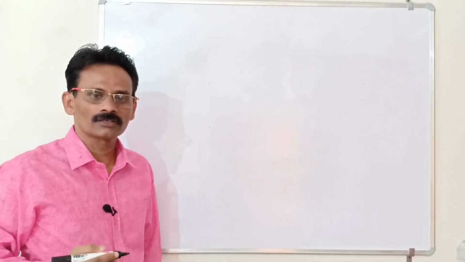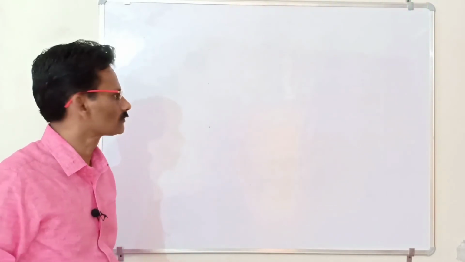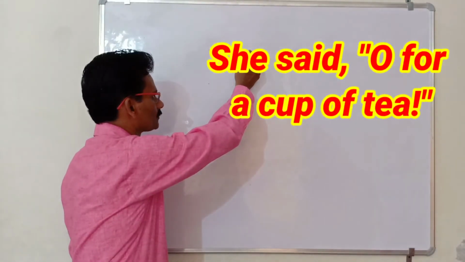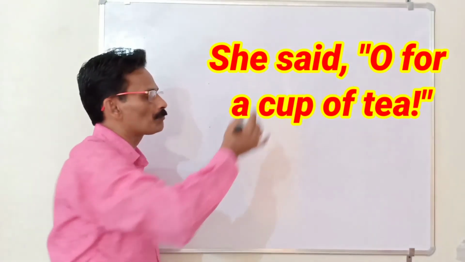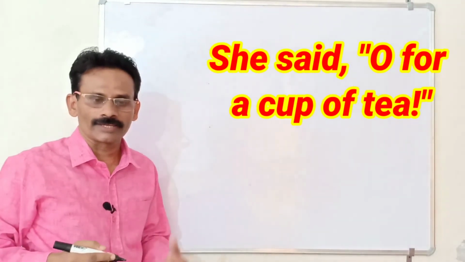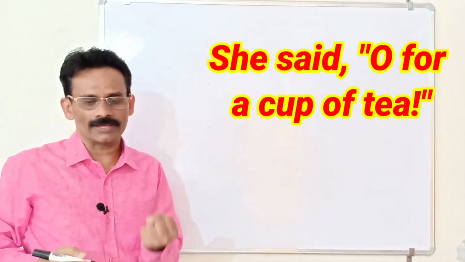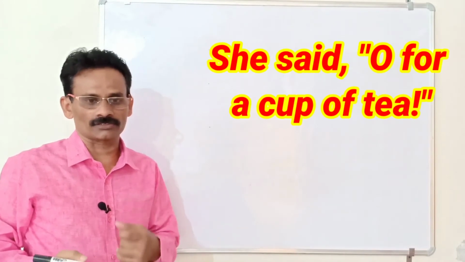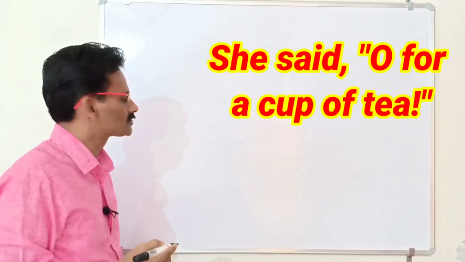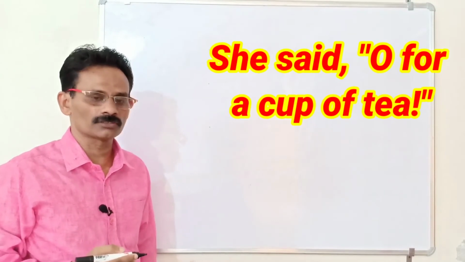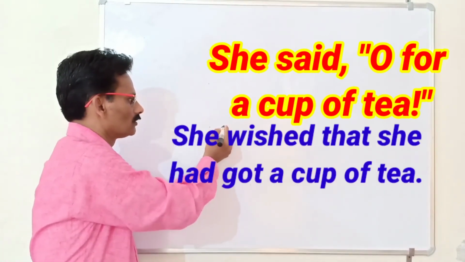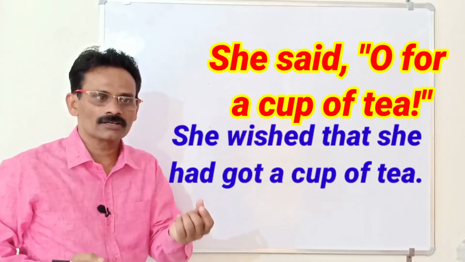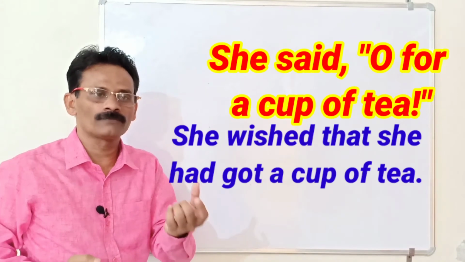Let's examine another sentence. She said, "Oh, for a cup of tea." Again, this is an unfulfilled desire that she wishes for, but she never got it. Then, let's change that sentence into indirect speech. She wished that she had got a cup of tea.